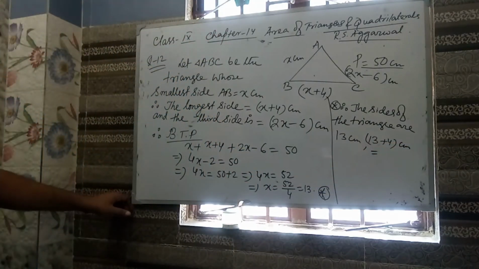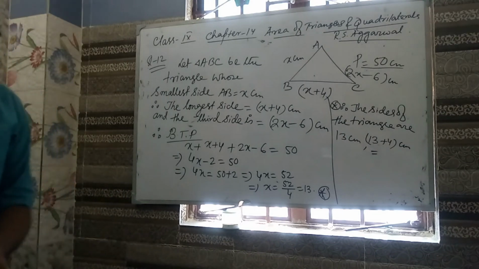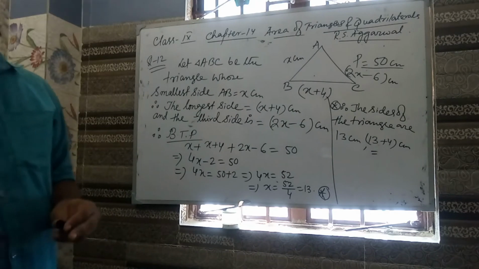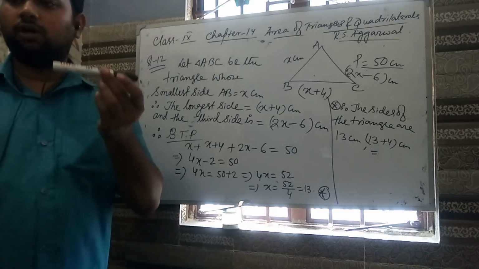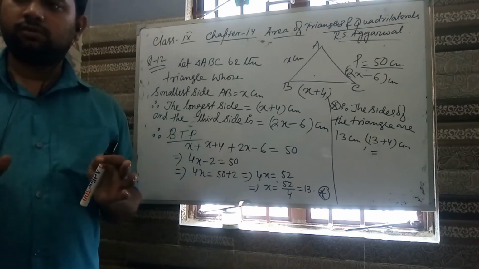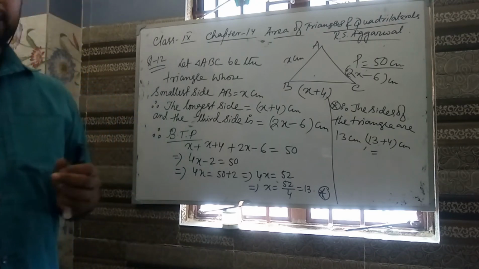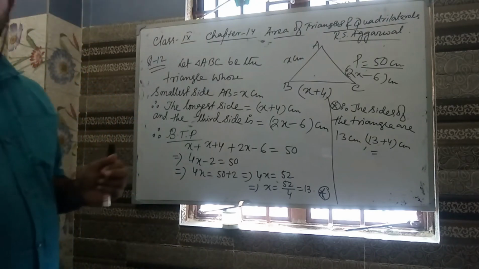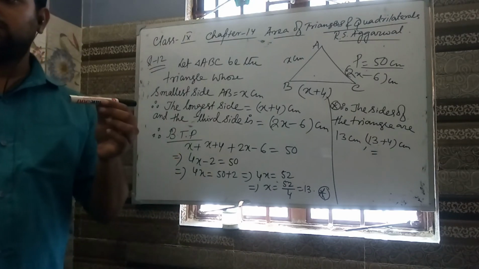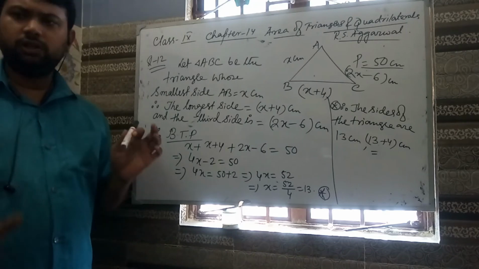Just turn on your screen rotation. Turn on your screen rotation and hold your mobile in the horizontal way. The whole board will be visible. Because in my phone, I can see the whole board. So if you turn on your screen rotation and hold your mobile phone in horizontal way, then the whole thing will be visible.